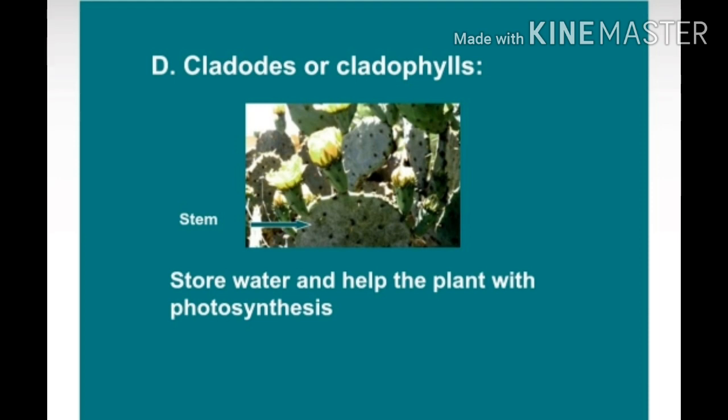Stems of some plants are modified to store water and prepare food. For example, cactus, a desert plant. It stores water in its stem and swells up. The stem of this plant becomes leaf-like because it is green in color also and performs photosynthesis. Such stems are called cladodes or cladophylls.